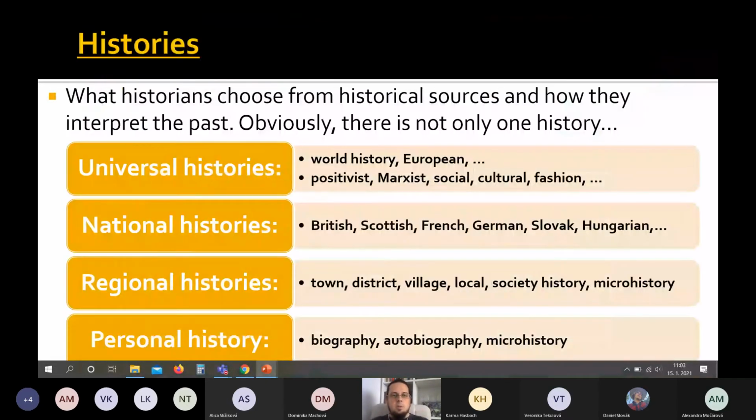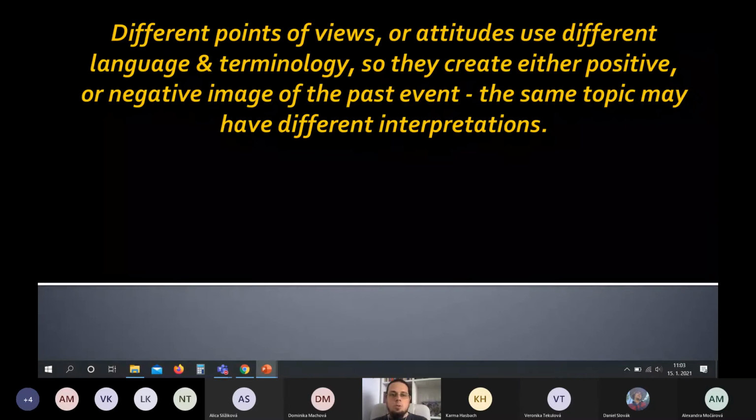Okay, histories. This is also a very important part that you should be clear about. You have to give us clear terminology about whether you deal with universal, national, regional, or personal history, and what the parts of social, cultural, or fashion history were. I believe none of you is dealing with Marxist history and so on. Be sure about what territory is there, or maybe about microhistories in here. Biographies, autobiographies, macro history. Again, I think these are easy things, so we can just move on.